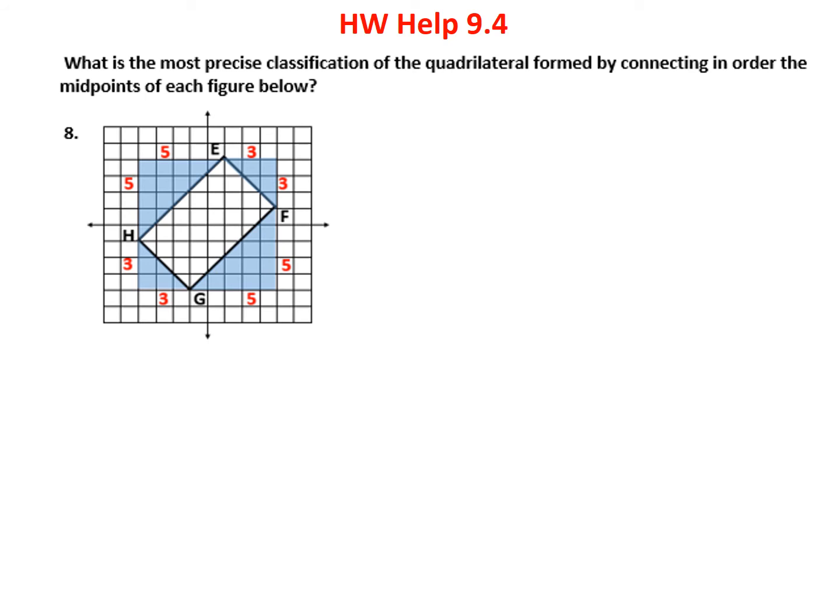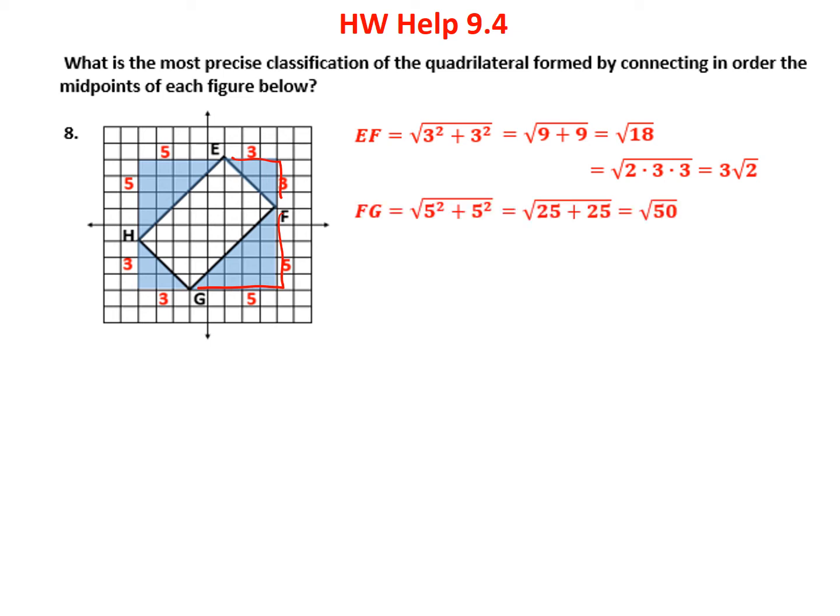So we look at our drawing. Number 8 looks like a rectangle. To prove that, however, we need to prove that the opposite sides are equal and that the 2 lines are perpendicular, have opposite reciprocals, meaning they're right angles. So let's get started with the sides. Our first one, EF, notice our triangle is 3, 3, so it's 3 squared plus 3 squared. It's going to be 9 plus 9, the square root of 18, which is 3 radical 2. FG is 5 and 5, so that's going to be 5 squared plus 5 squared, 25 plus 25, the square root of 50, which reduces down to 5 radical 2.